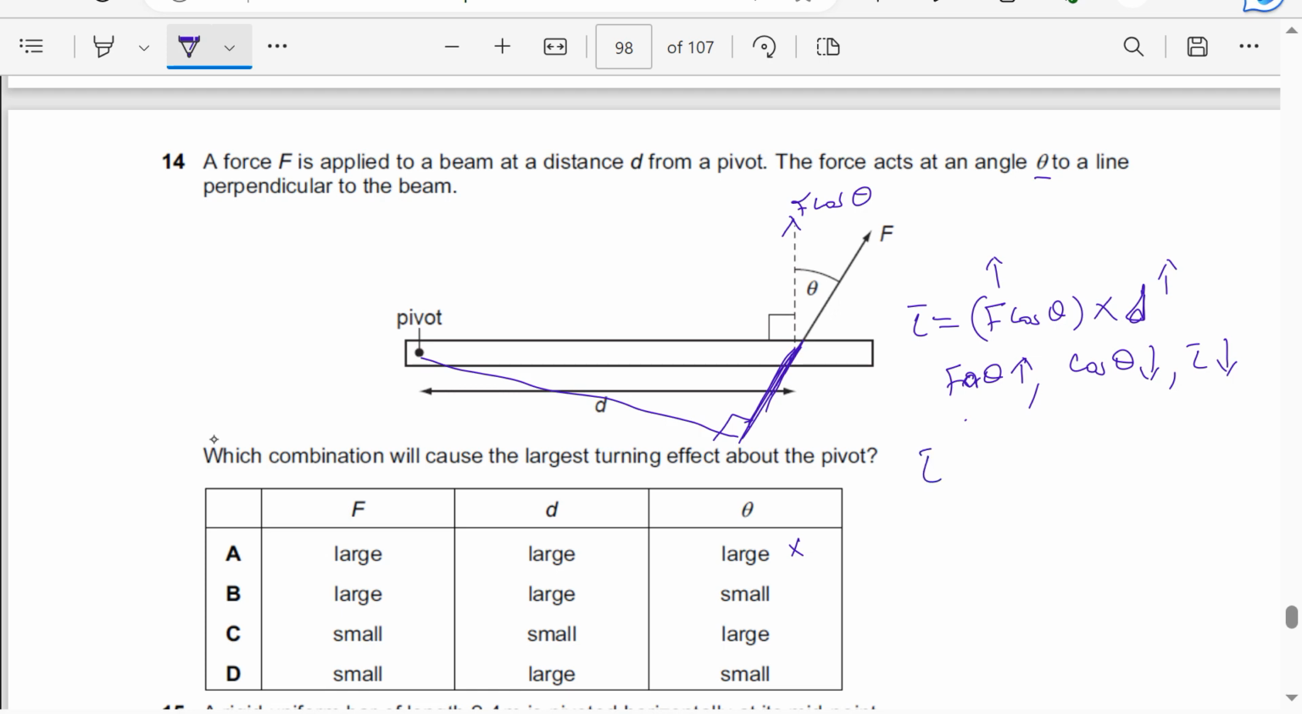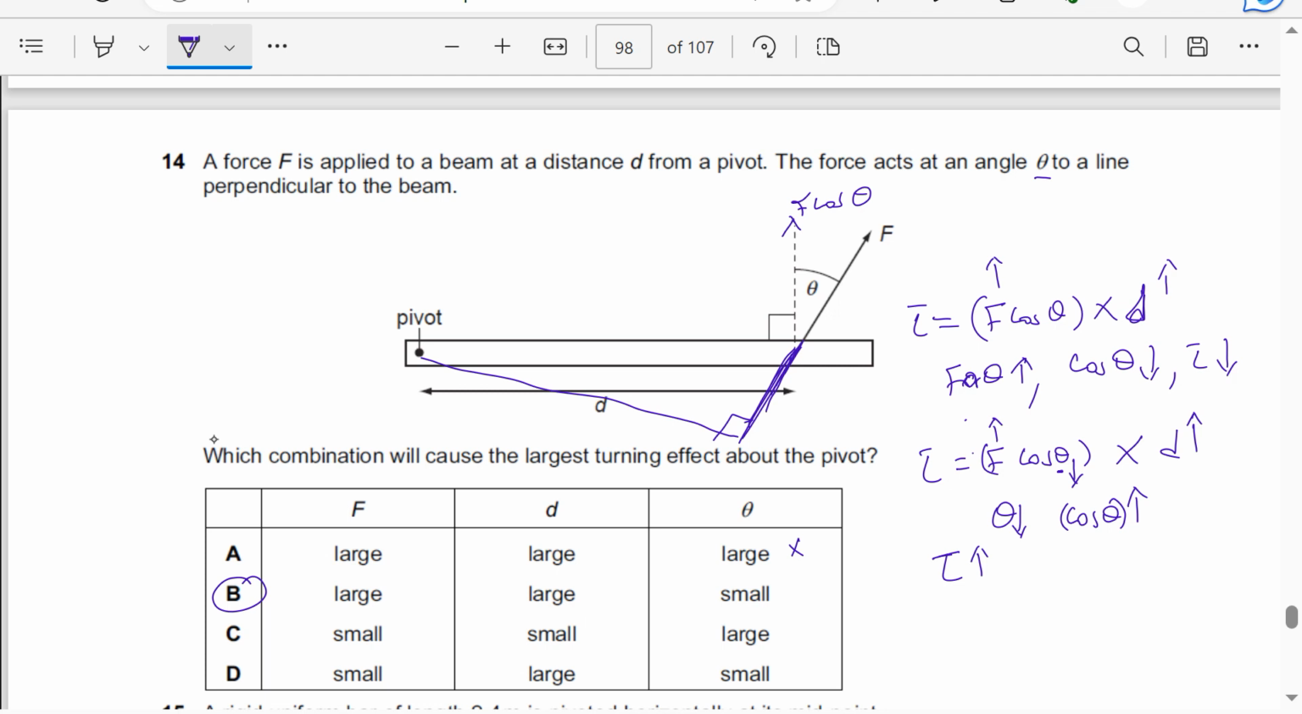Let's check another one. Suppose F is large, cos theta times D. So F is large, D is large, that is fine, and theta is small. If theta is small, then cos theta is going to be large. Therefore, the torque is going to be large. We shall have large, large, large. So the torque is going to be largest.